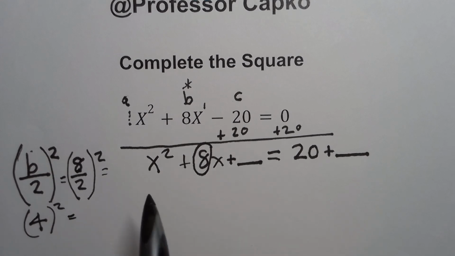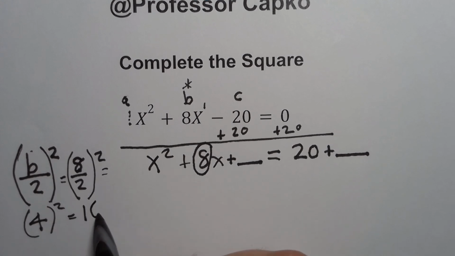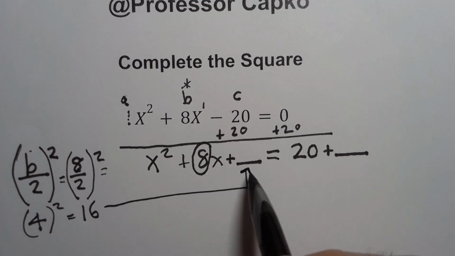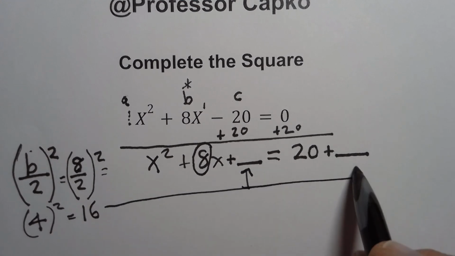And remember, we're squaring. We're not multiplying 2 times 4. We're taking 4 times 4. Whatever's the base, we're going to multiply it times itself the number of times as the power says. So 4 times 4 is 16. That is the term we're going to add here, and we're going to add it here.